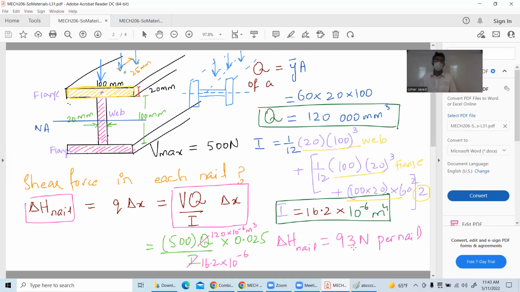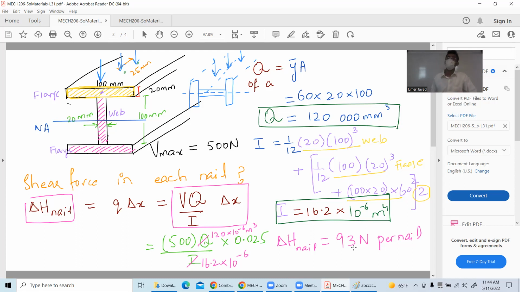Is this right? Good. So for example, the 500 Newton is the maximum shear. I was subjecting it to load transverse shears by finding the statics shear diagram. I saw Vmax is this. Then somebody was like, let's say I am putting nails after every 25 millimeter. Can you just tell me how much force each nail is being subjected to?